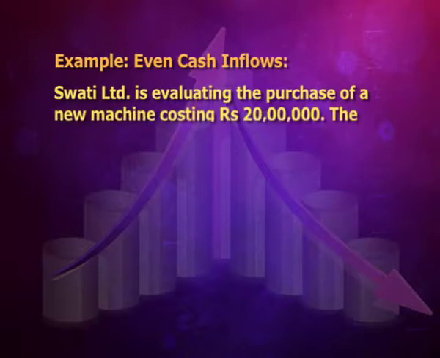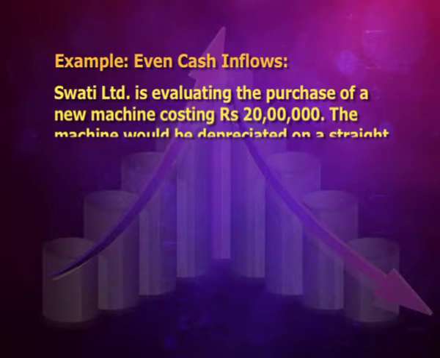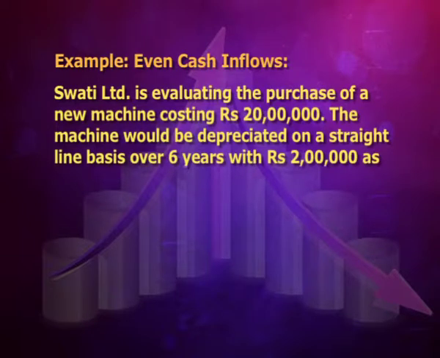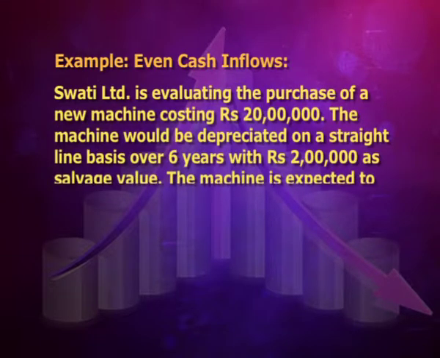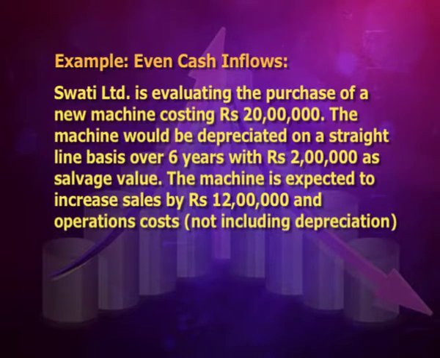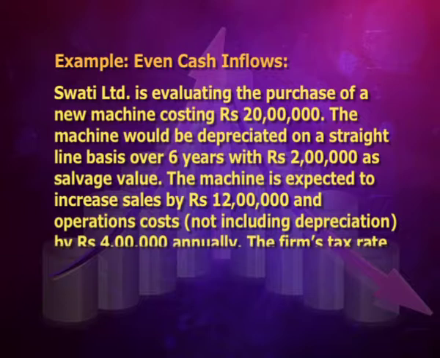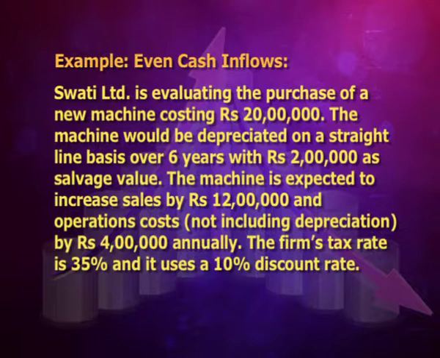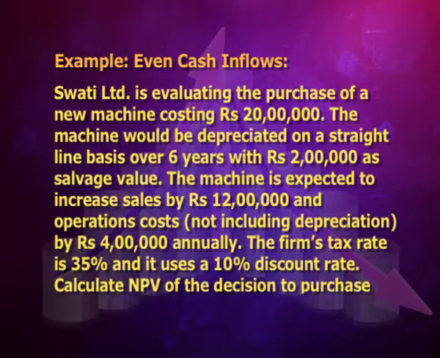For even cash inflows, Swati Limited is evaluating the purchase of a new machine costing rupees 20 lakhs. The machine would be depreciated on a straight line basis over 6 years with rupees 2 lakh as salvage value. The machine is expected to increase sales by rupees 12 lakhs and operating cost, not including depreciation, by rupees 4 lakh annually. The firm's tax rate is 35% and it uses a 10% discount rate. Calculate the net present value of the decision to purchase the machine.